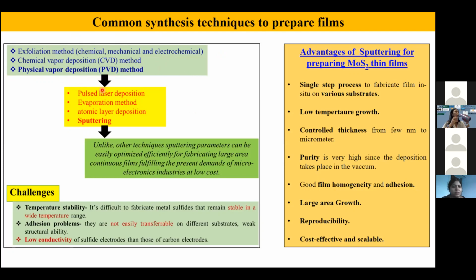Among the physical vapor deposition techniques, sputtering is the most widely used because its parameters can be easily optimized for fabricating large area continuous films. The challenge here is again temperature stability. The advantages of sputtering are: single step process, low temperature growth, and controlled thickness. We can achieve 2 to 3 nanometers to micrometer thickness, and high purity because it is done in vacuum, and also good film homogeneity and adhesion, large area growth, reproducibility, and cost effectiveness. That's why I focus on the synthesis of MoS2 thin films.